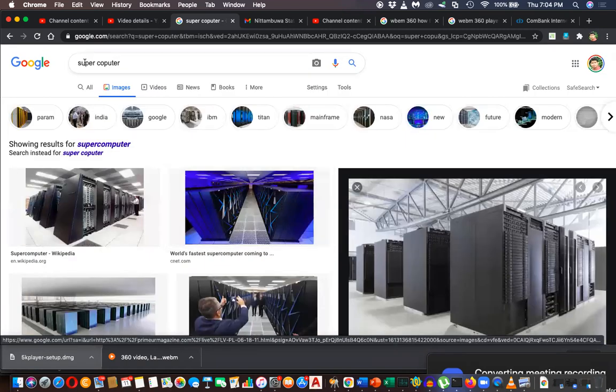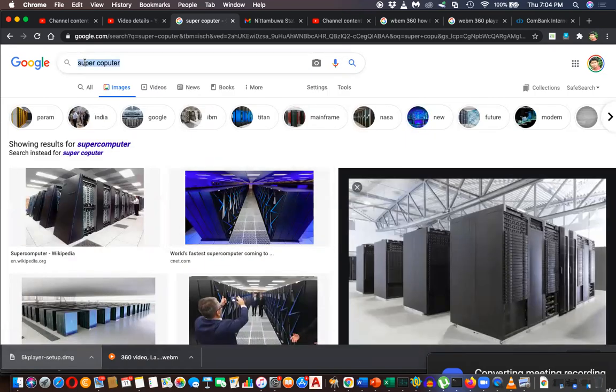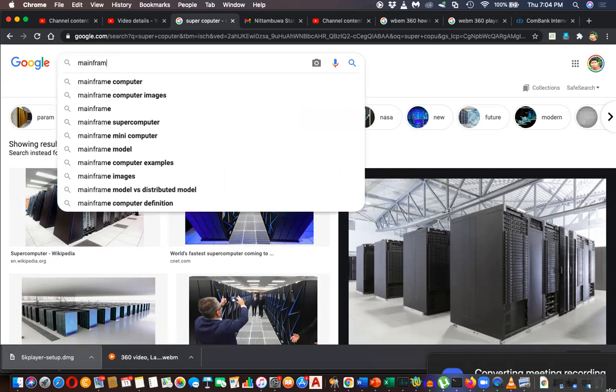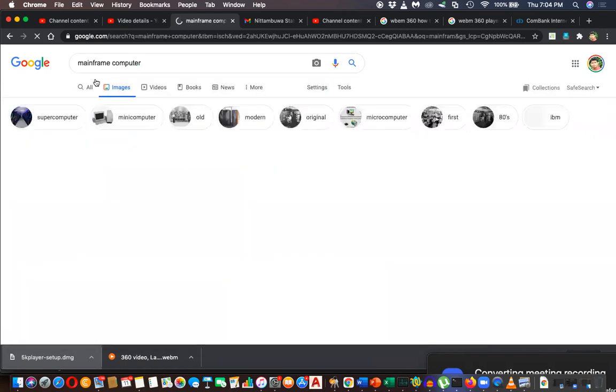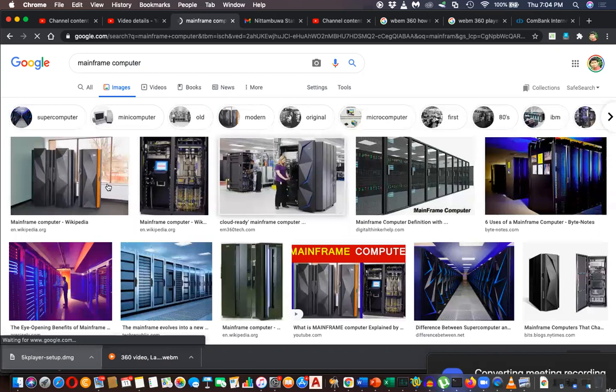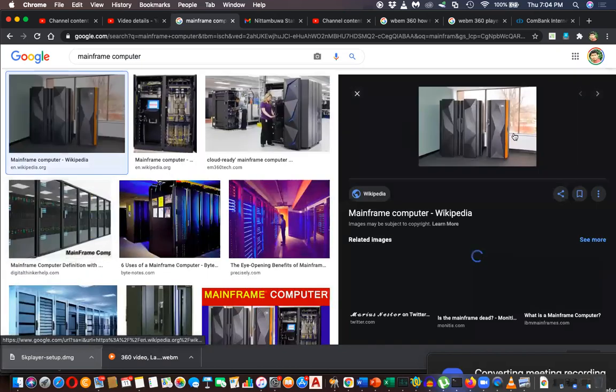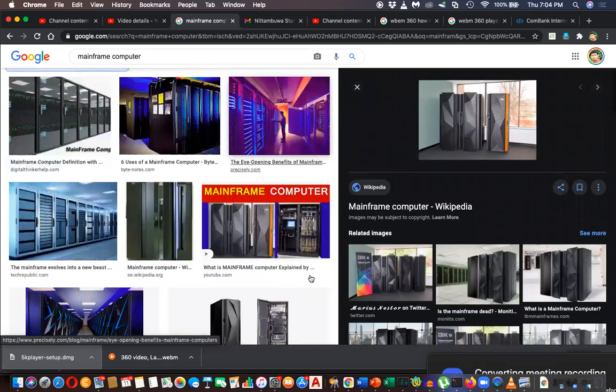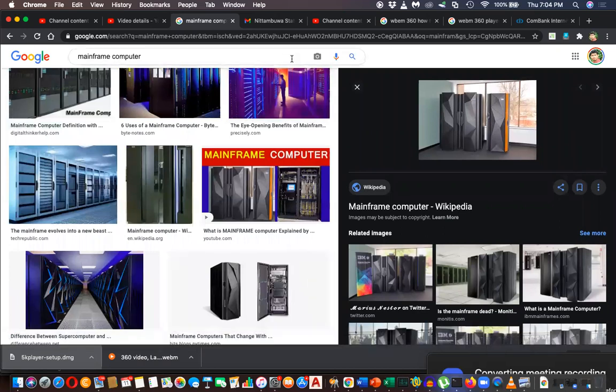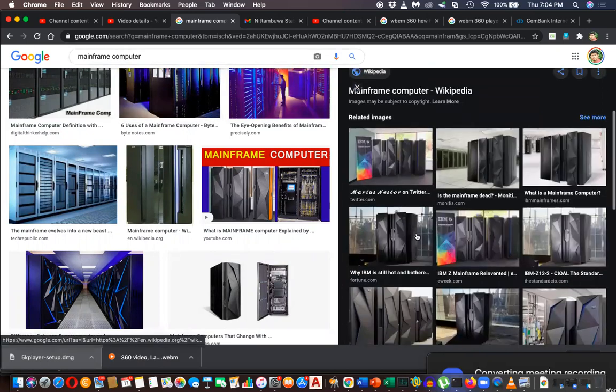Then you have a smaller computer called a mainframe. A mainframe computer is somewhat smaller than a supercomputer, quite a bit smaller, but still large. It can serve several thousands of people, maybe even 100 or 200,000 people, whereas the supercomputer serves several hundred thousands of people.